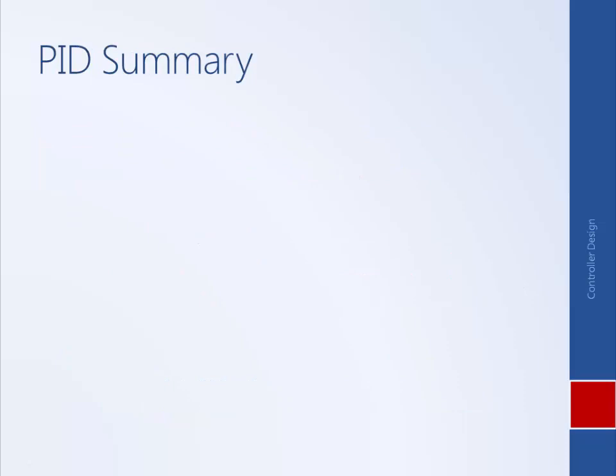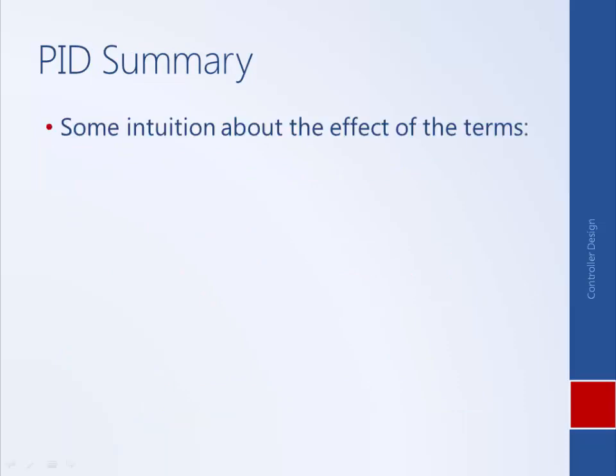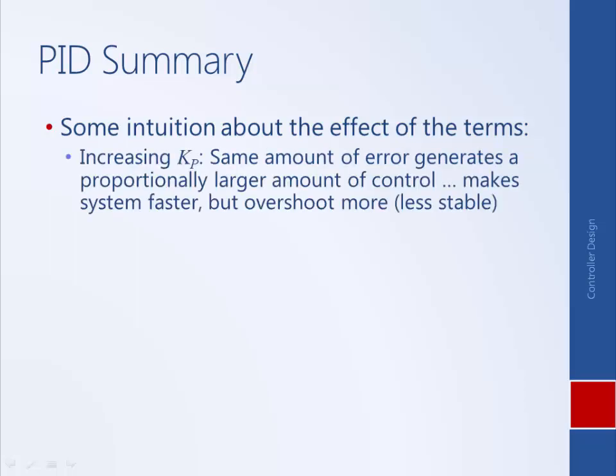To summarize, we've learned some intuition about the effect of the three terms of a PID controller by looking at a canonical second-order system. Specifically, we saw that increasing Kp corresponds to making the control effort larger for the same amount of error. It tends to make the system faster, tends to reduce steady-state error, but it can also make the system overshoot more.